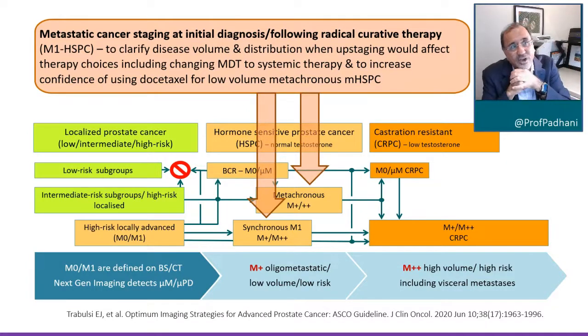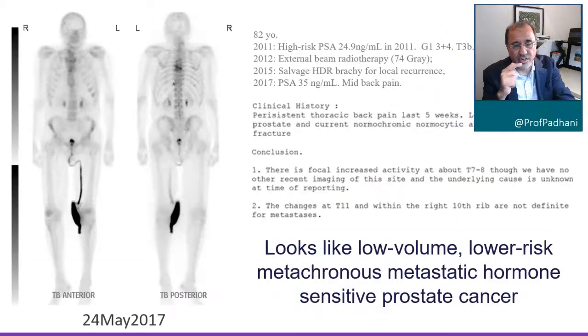So let's say you have a patient who many years later presented with low volume metastatic disease, and you were suspicious that the patient might actually have higher burdens of disease, then you can use it to clarify what is going on. And let me show you an example of that.